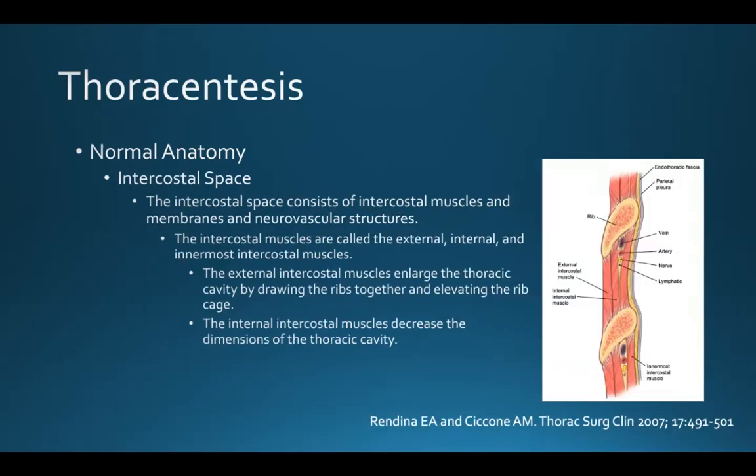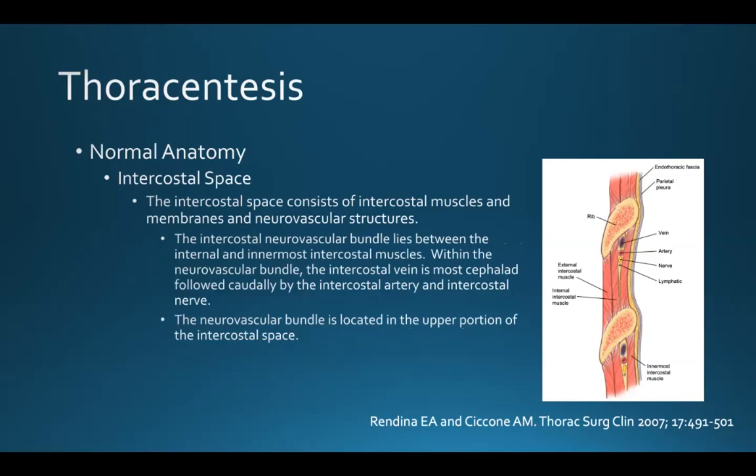The intercostal space consists of intercostal muscles and membranes and neurovascular structures. The intercostal muscles are called the external, internal, and innermost intercostal muscles. The external muscles enlarge the thoracic cavity by drawing the ribs together and elevating the rib cage. The internal intercostal muscles decrease the dimensions of the thoracic cavity.